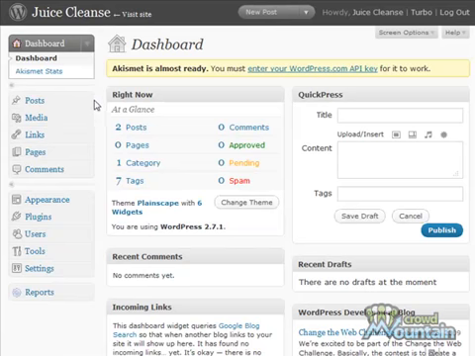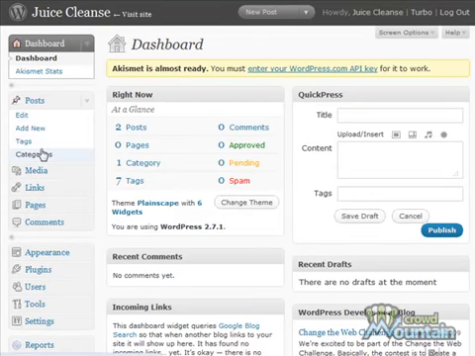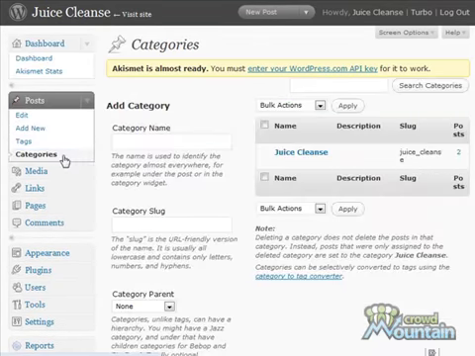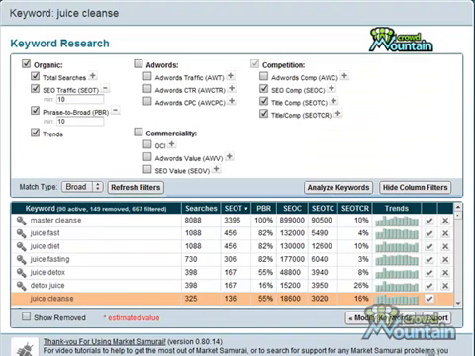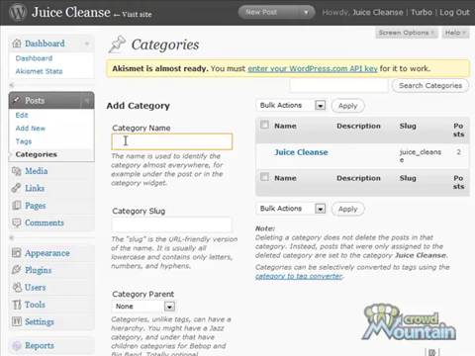To enter in categories, you'll click on the down arrow in posts and then click on categories. And I've already entered in my main category for this site of juice cleanse. If you haven't done that, then you can just add it here and follow along with my example. The first one that I decided to use was Master Cleanse. So I'll enter in Master Cleanse in the category name.